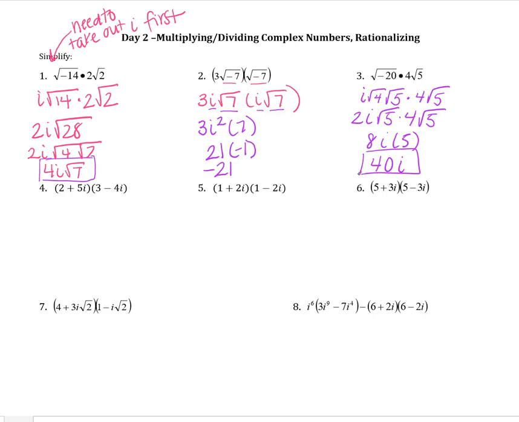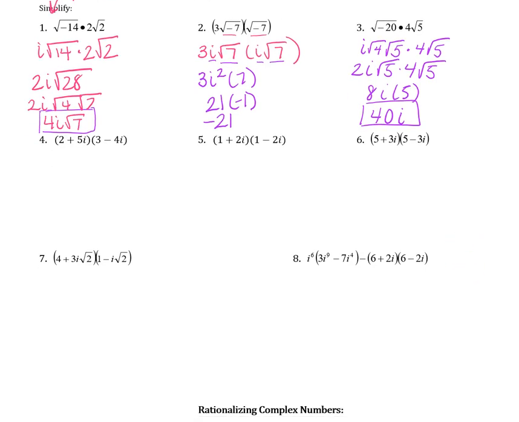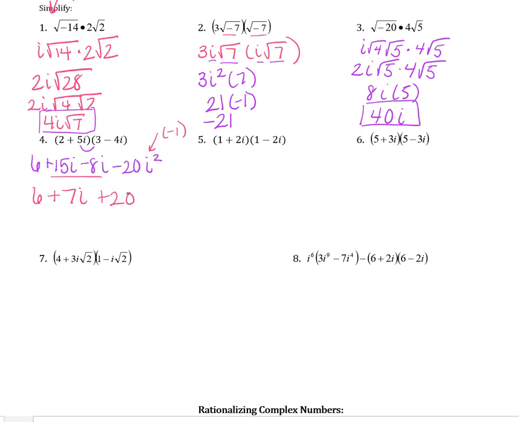Okay, so if you look at examples 4 through really 7 here, I have two binomials being multiplied. You're just going to FOIL like you normally would. So I have 2 times 3 gives me 6, plus 15i from my inners here. My outers are going to give me -8i, and my lasts are going to give me -20i squared. So now, combine your like terms. So 6 plus 7i. Don't forget that i squared is -1, so this is really plus 20. Putting it into a plus bi form, this gives me 26 plus 7i as my answer.